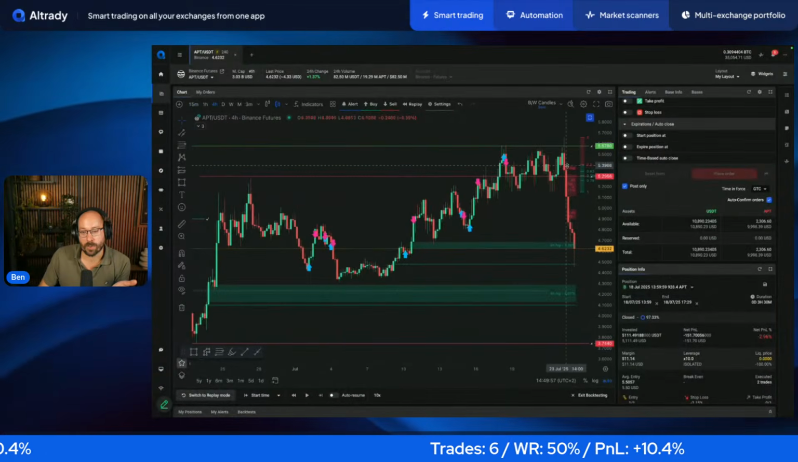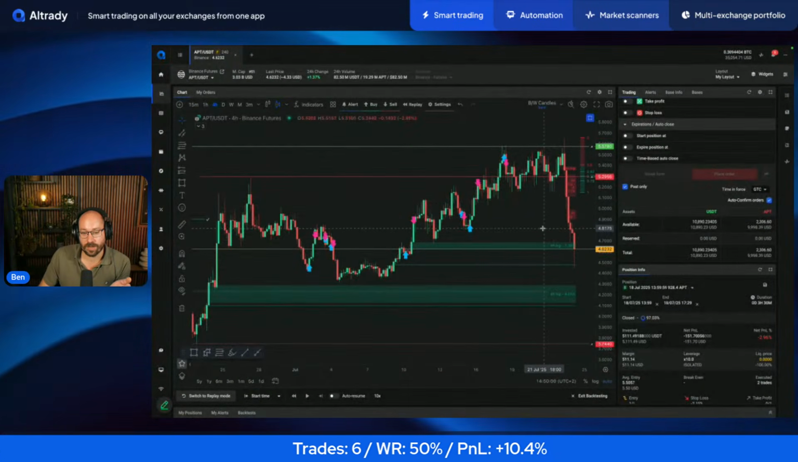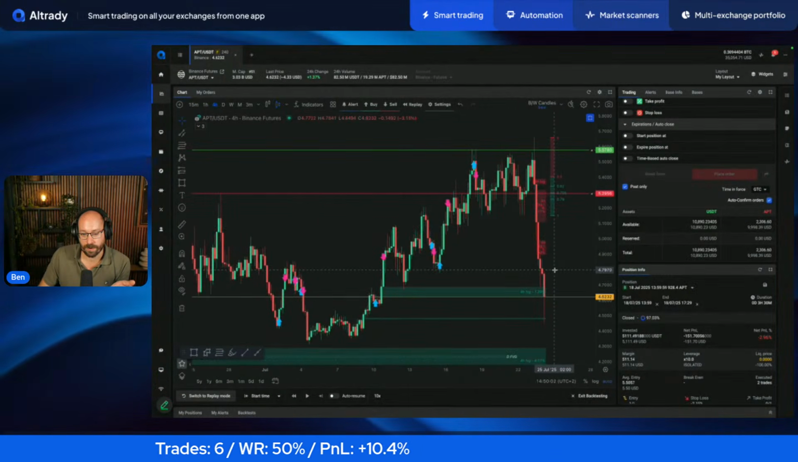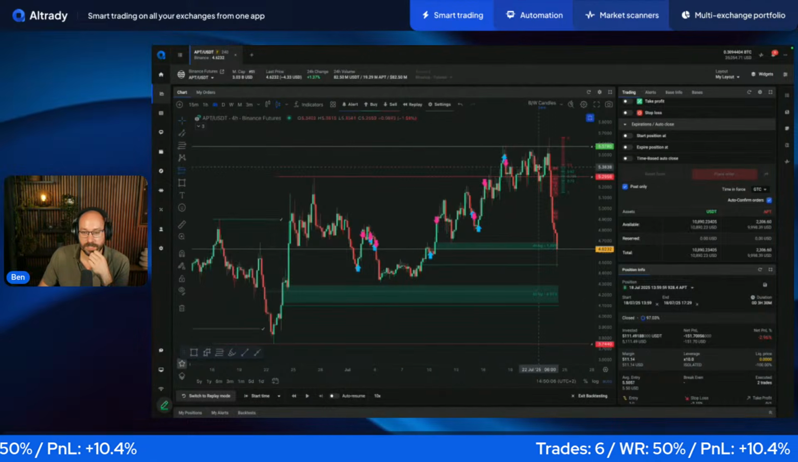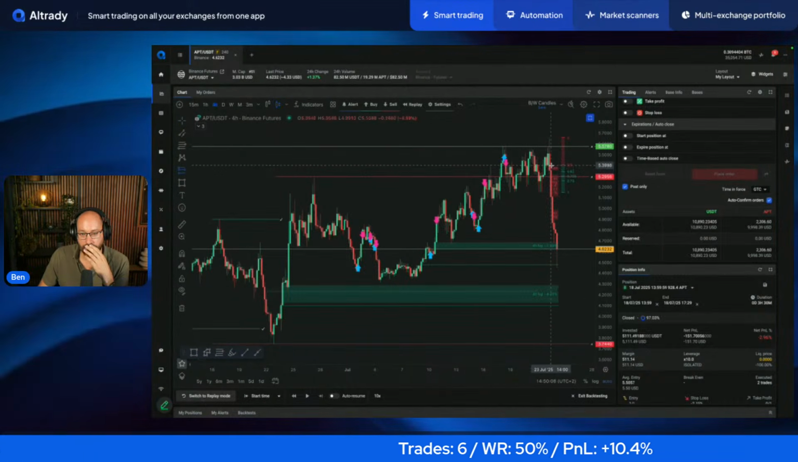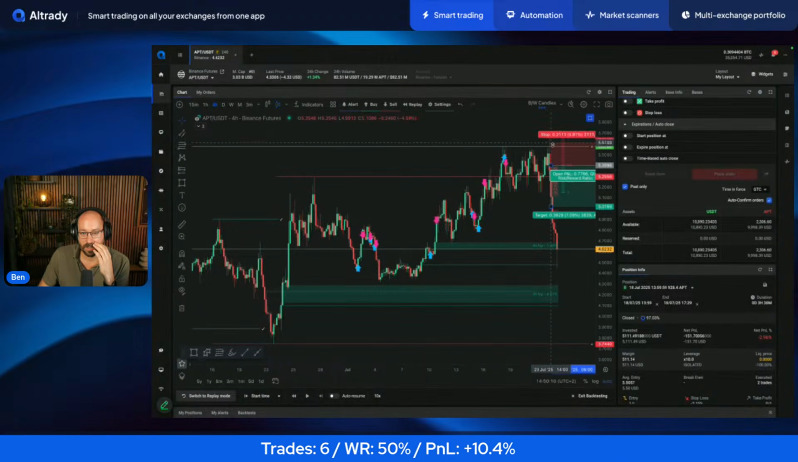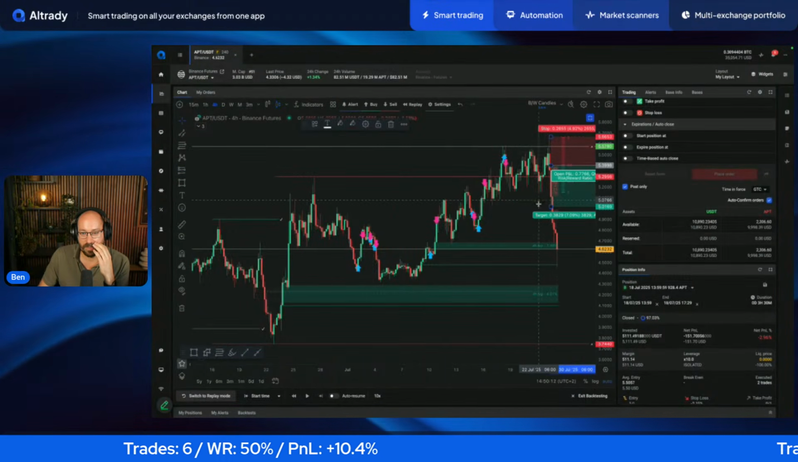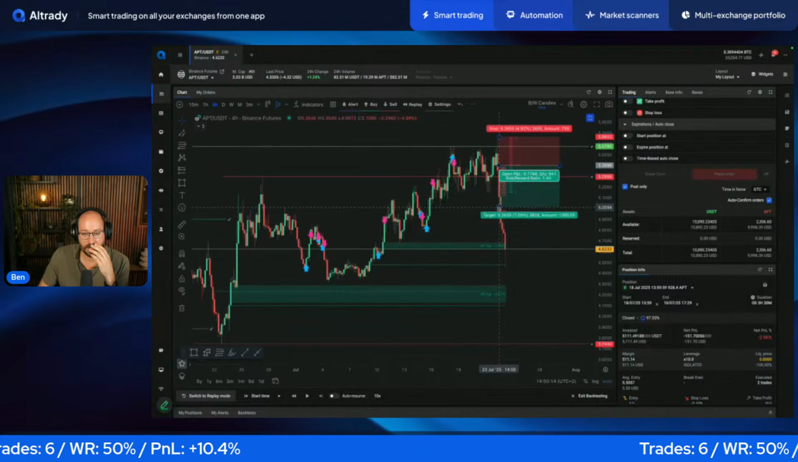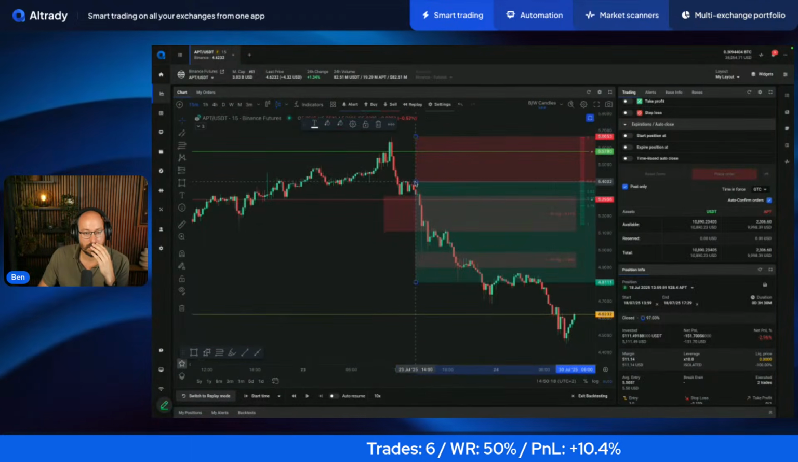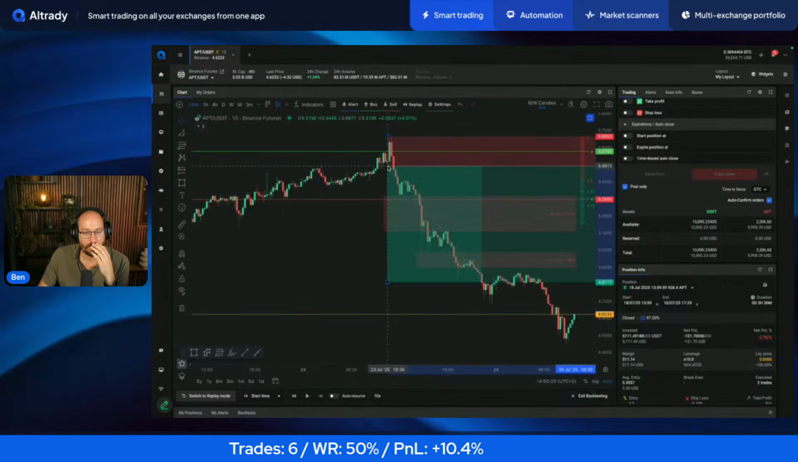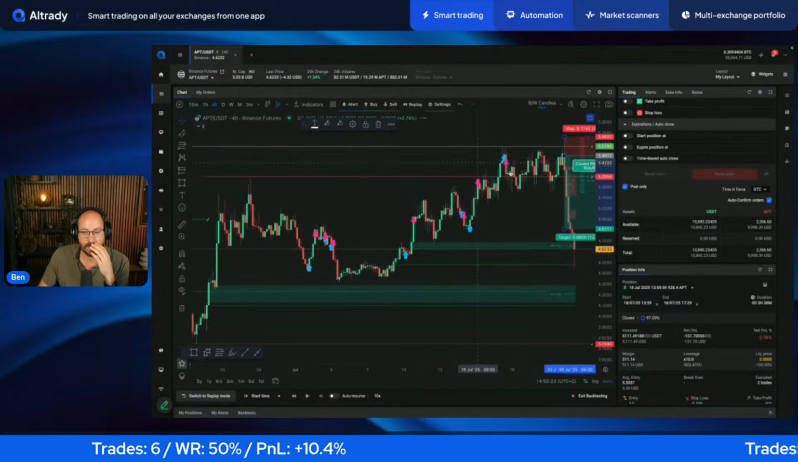But the only problem was these targets, because this is so far. I mean, what are we getting at here? The entry would have been here. Oh, it was a bit closer there. That one, yeah, probably. Let's see. Entry would have been here.